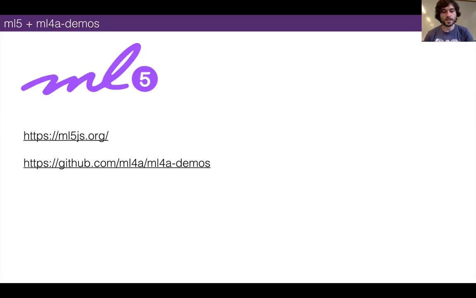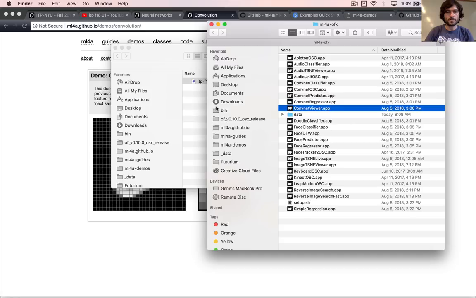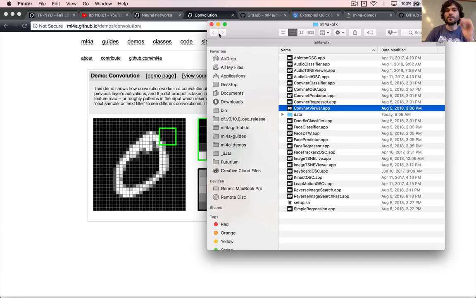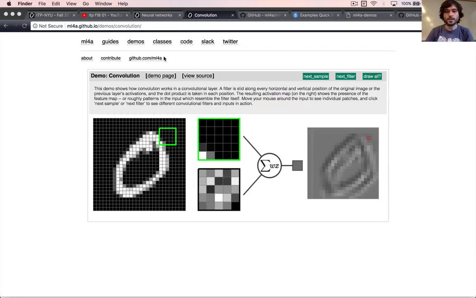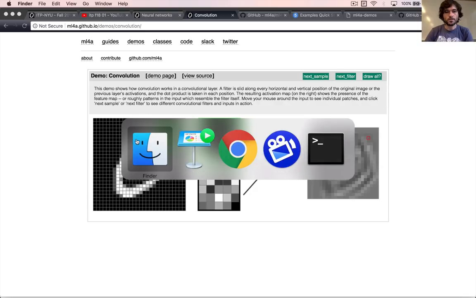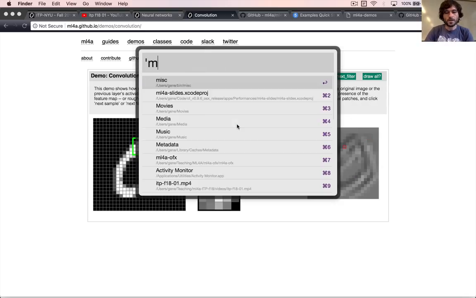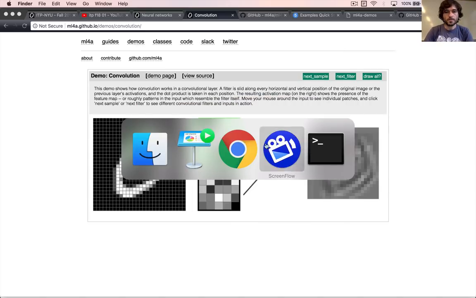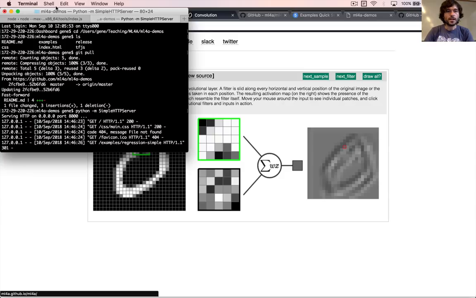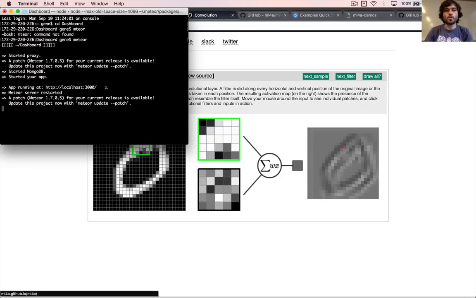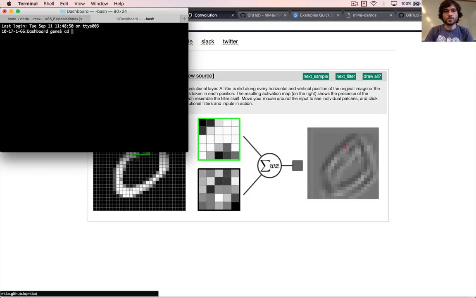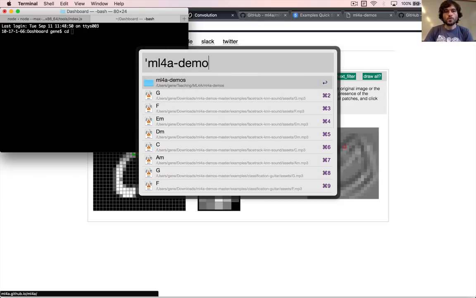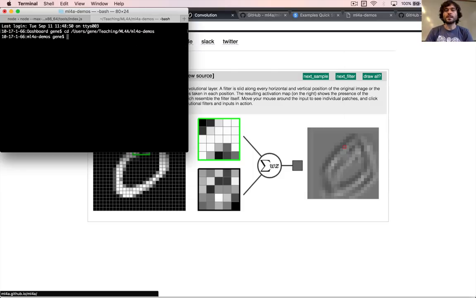So here's what I'll do. I'm going to get out of the slides. If you want to follow along, what you would do is open the terminal, and I'm going to do this from scratch, just so you can see what I'm doing. In order to run these, you would go to wherever your ML4A demo folder is.